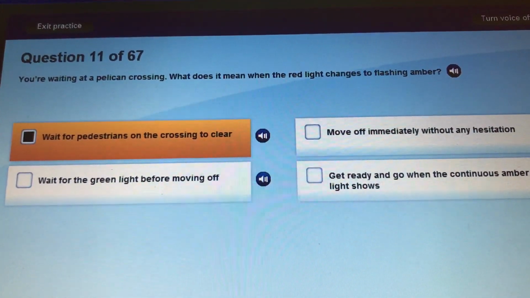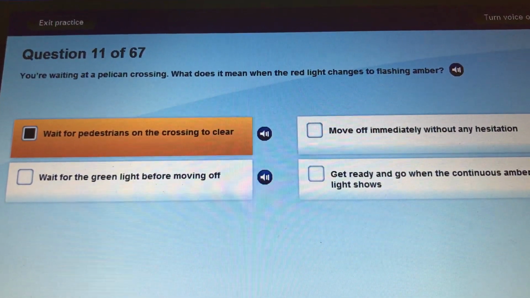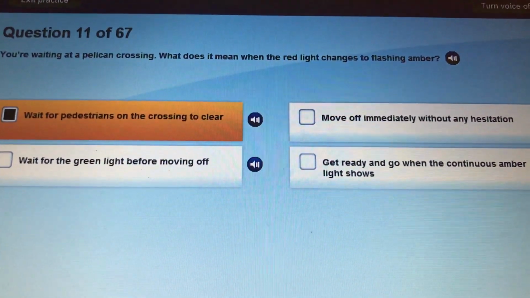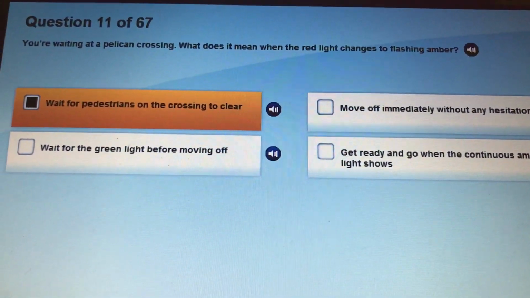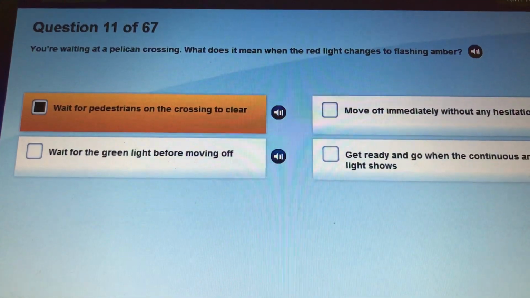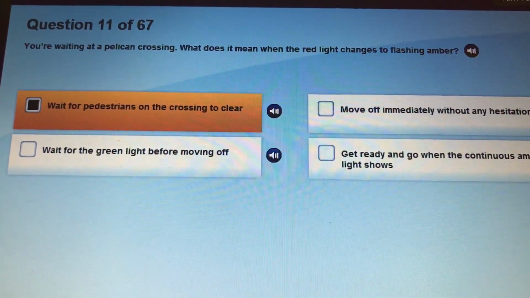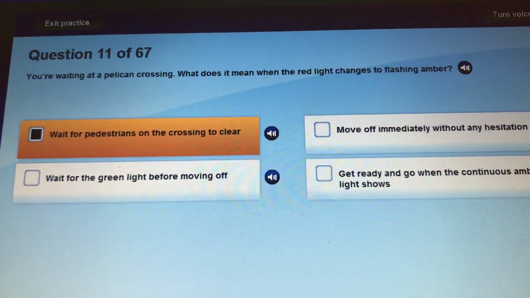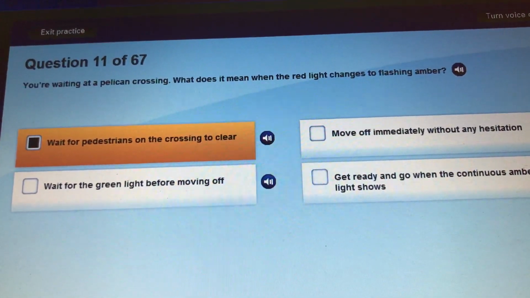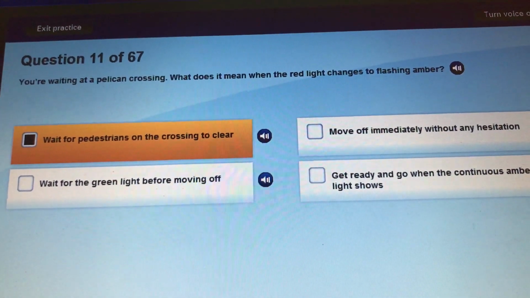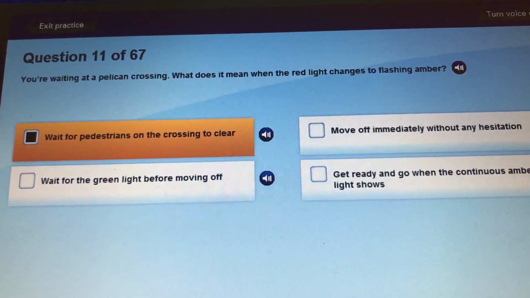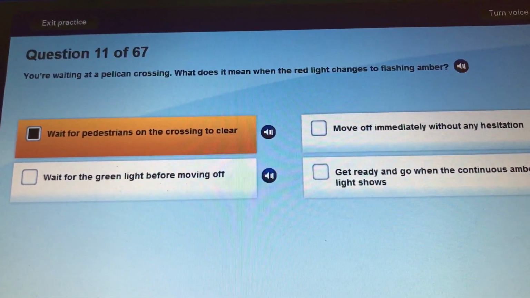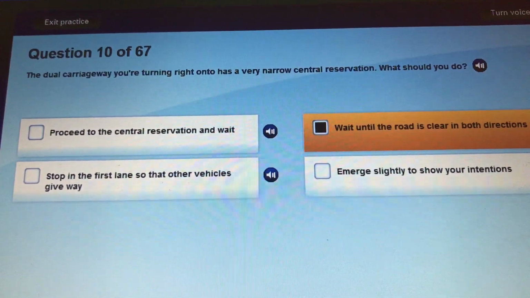You are waiting at a pelican crossing. What does it mean when the red light changes to a flashing amber light? A pelican crossing is helping pedestrians to cross a busy road. So when you see pedestrians are still on the crossing area, as a good driver, wait for those pedestrians so they can cross the road. Wait for the pedestrians on the crossing to clear.